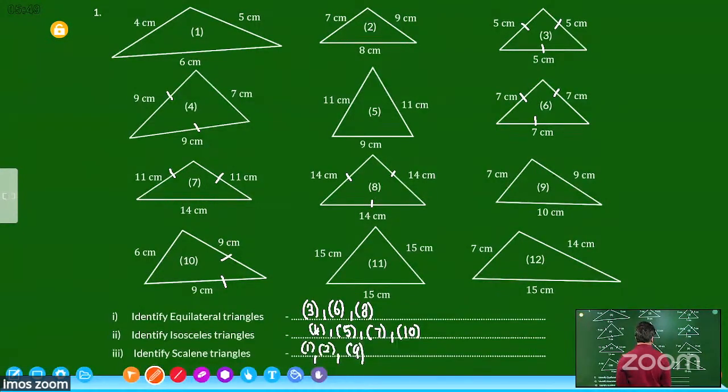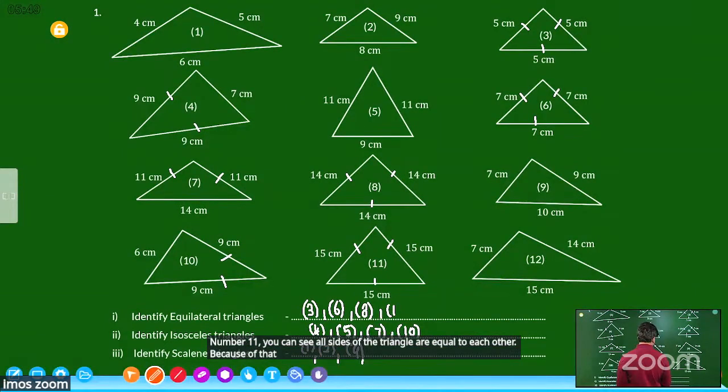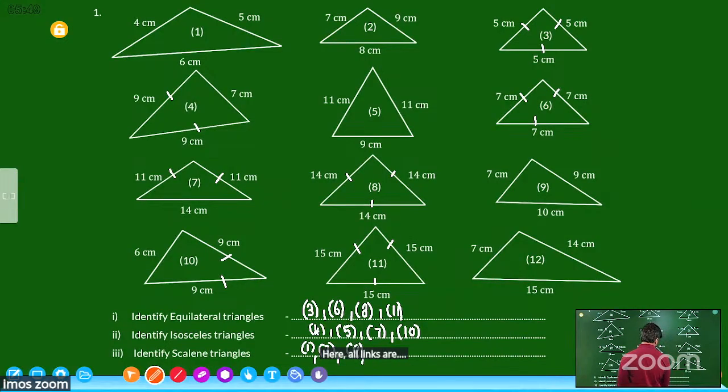Number 11, you can see all sides of the triangle are equal to each other. Because of that, it is an equilateral triangle. Number 12, here all lengths are different to each other. Because of that, it is a scalene triangle. Turn on the chat. Can you understand this?